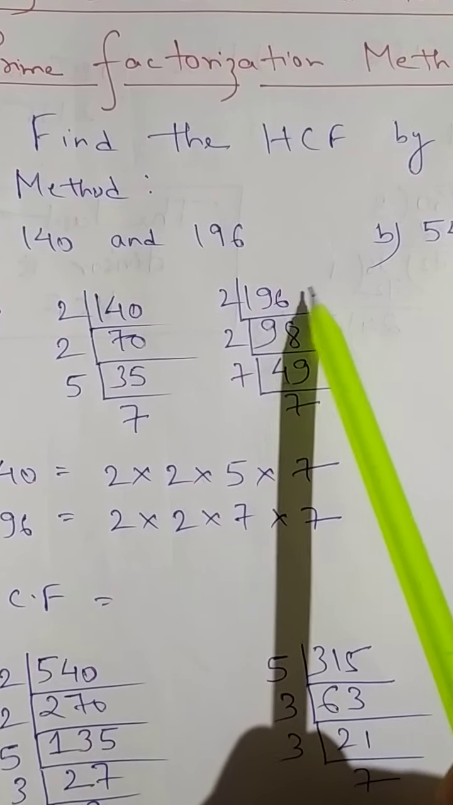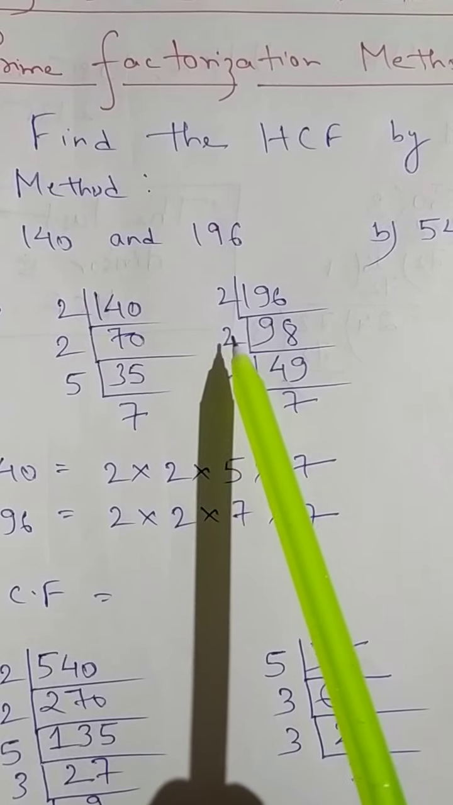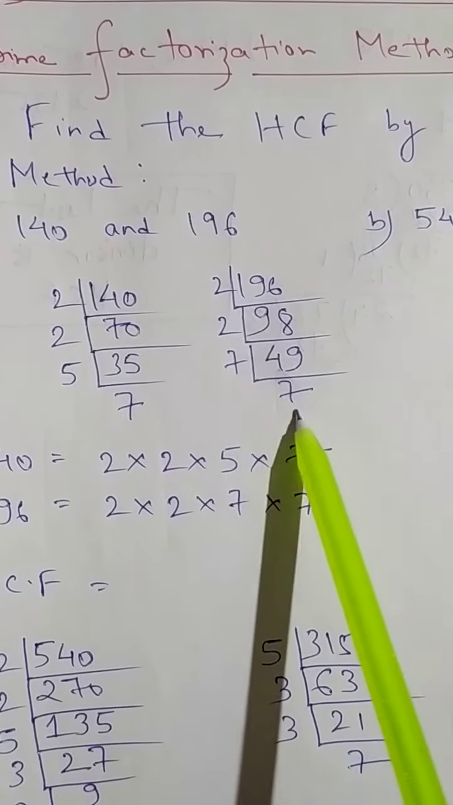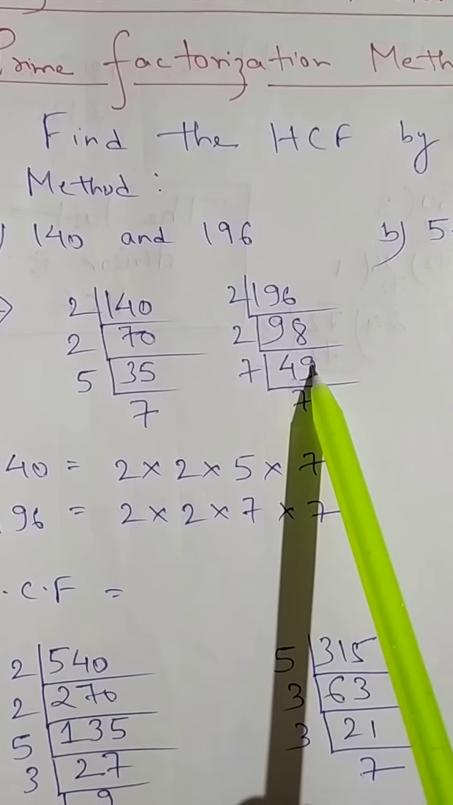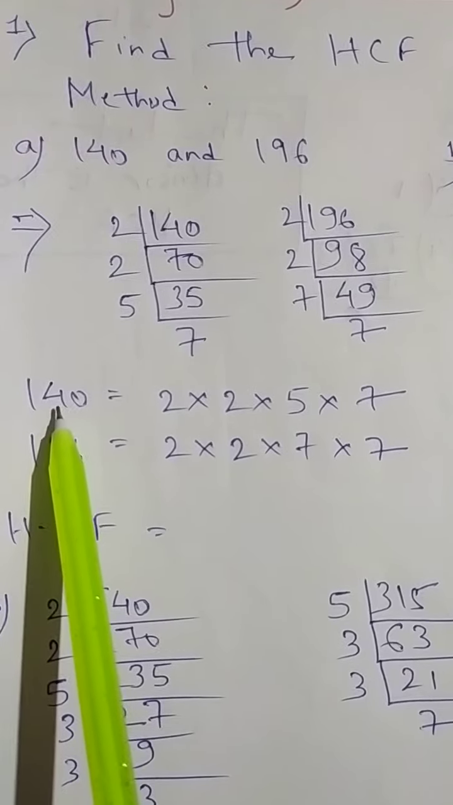In case of 196, first with 2, if you divide, your answer will come 98. Then again 2, it will come 49. Then 7 7s are 49. Okay. Now, you have to write this way.